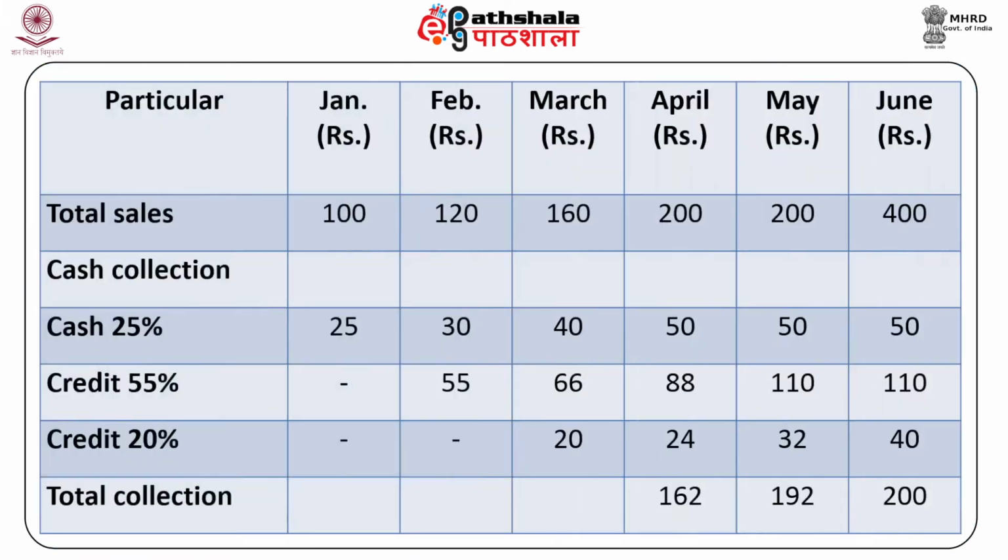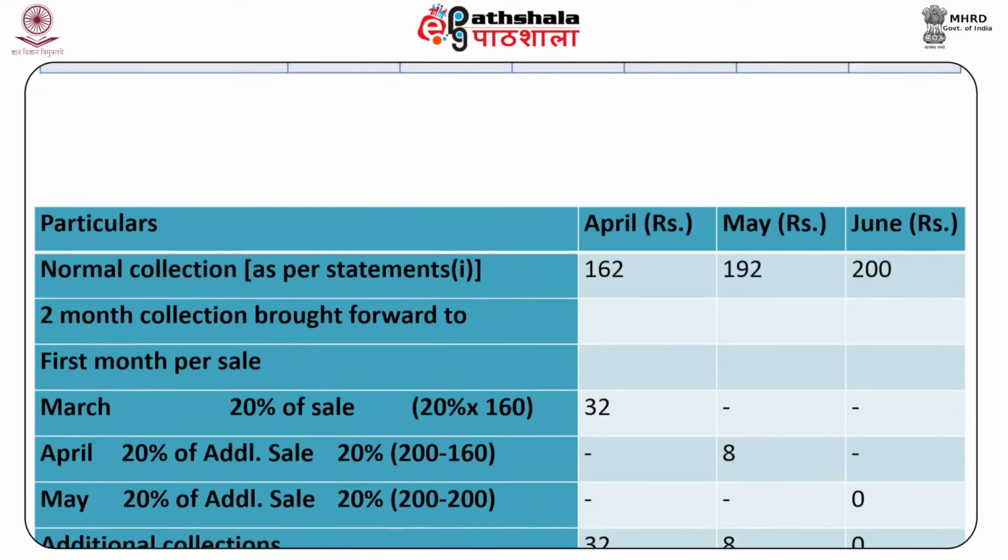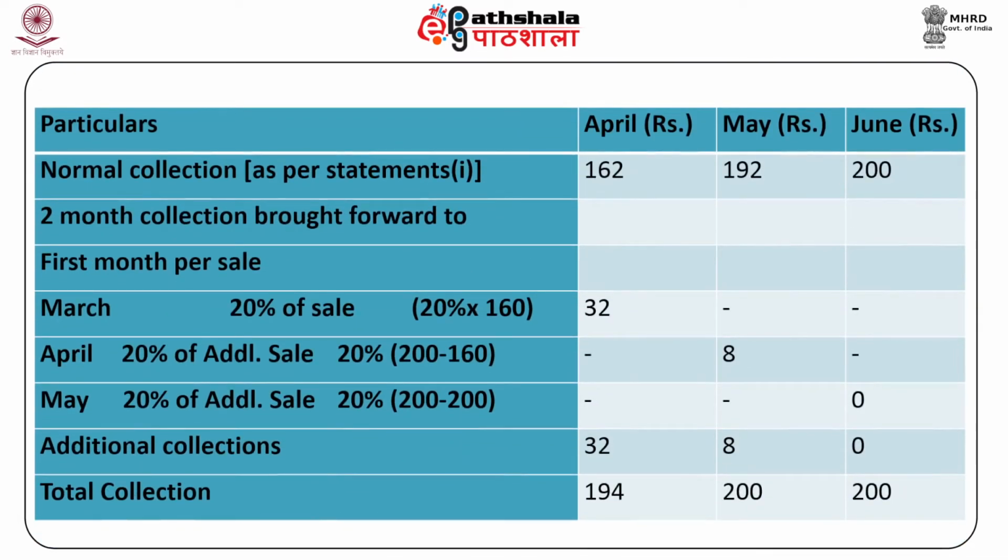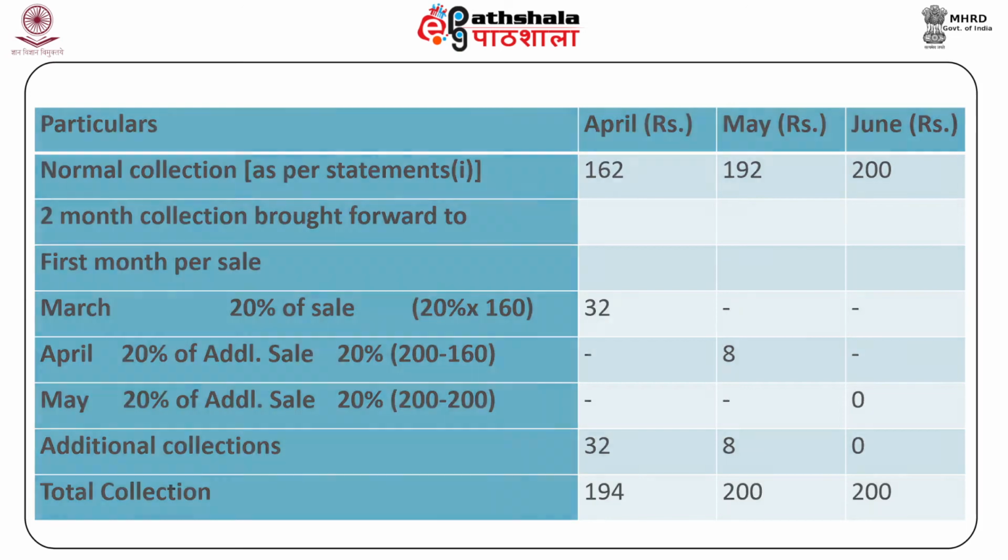You are given the following data. Required. First, a schedule of cash collection during April, May and June. Second, an estimate of additional collection in April, May and June if credit of 1 month is to be enforced strictly. Solution. First, the schedule showing estimated cash collection in April, May and June is represented in the following table. Second, the statement showing the estimate of additional collection in April, May and June if the credit period of 1 month is to be enforced strictly from April onwards is given in the following table.